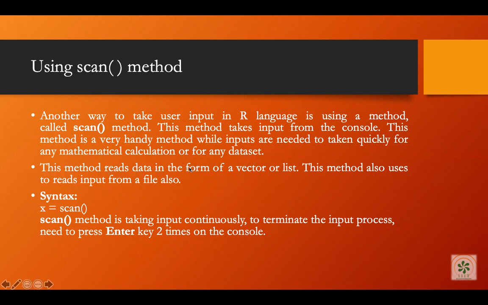This method reads data in the form of a vector or list. This method is also used to read input from a file. When we use the scan method it takes input continuously. To terminate the input process, you need to press enter 2 times in the console. So it is continuous input, and it keeps taking the input until you stop it. So let's see how it is working.